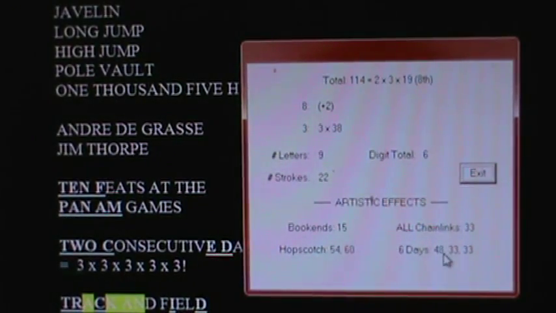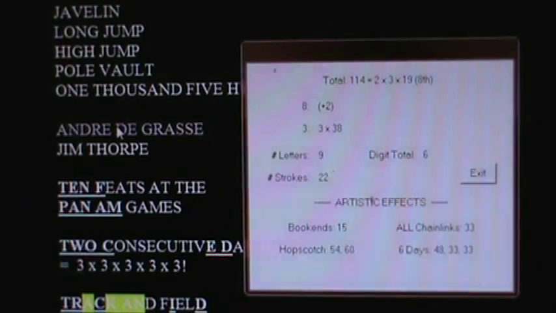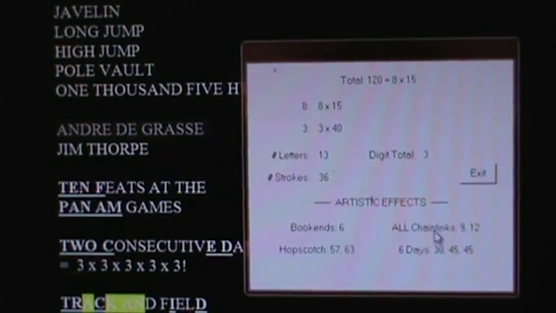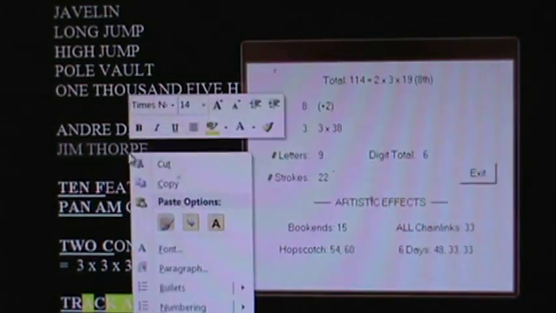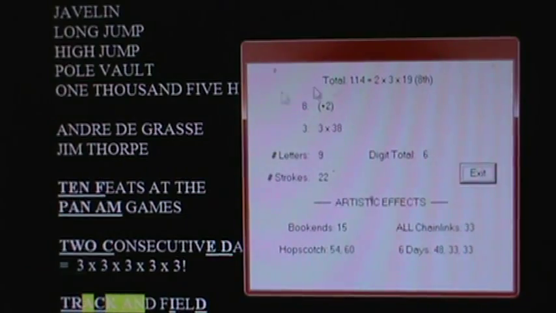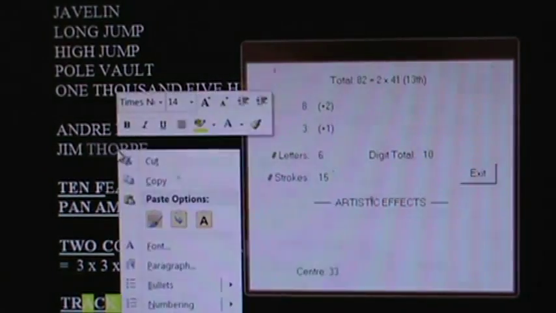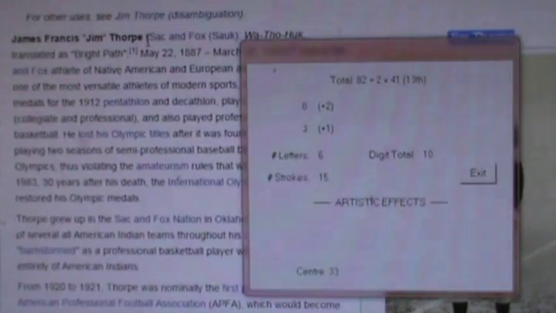Bookends, chain links, hopscotch, 6 days. Letters, strokes, divided by 3. Andre de Grasse. There it is. Jim Thorpe. There it is. Okay. Same artistic effects for the number 3. Bookending and chain link, hopscotch, 6 days of creation pattern. Both divided by 3. Andre de Grasse, Jim Thorpe. Okay. Now his full birth name.